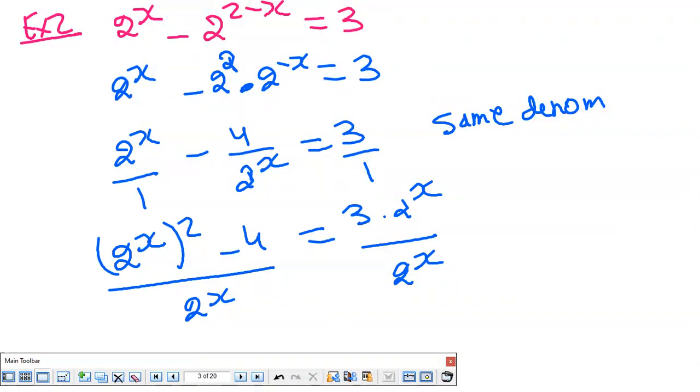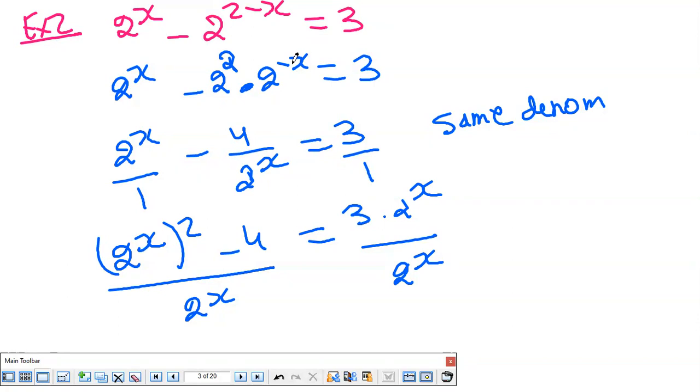Another example, if I have to solve this equation: 2 exponent x minus 2 exponent 2 minus x is equal to 3. If I look at it like this, I cannot do anything here because it's a subtraction. It's not a multiplication to add the exponents. It's not a division to subtract the exponents. So I need to think about whether I can see the 2 exponent x in this expression. When I have 2 exponent 2 minus x, I can separate and write it as 2 squared times 2 exponent minus x, because when you add, you get the answer.